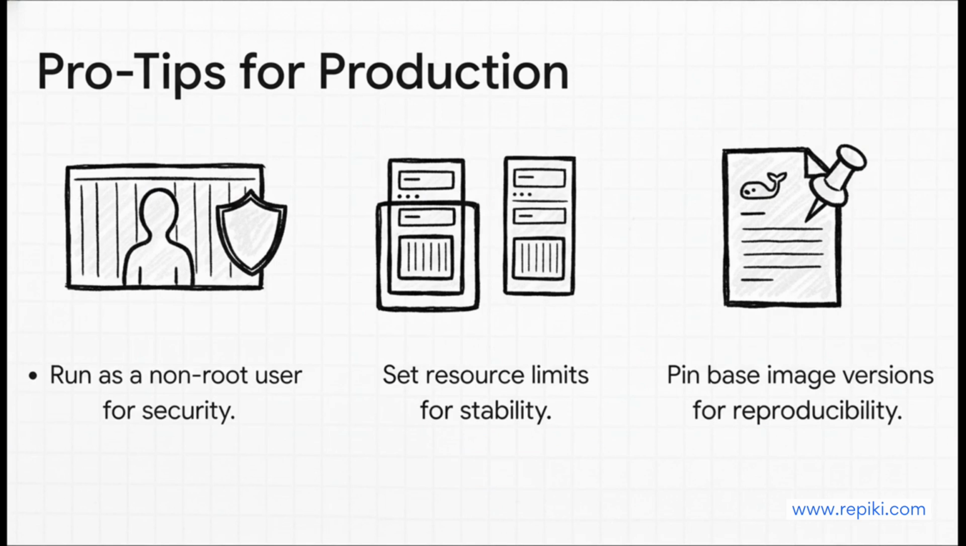And finally, let's wrap up with three pro tips to make your application truly production ready. First, for security, always run your containers as a non-root user. Second, for stability, always set resource limits so one container can't crash the entire host. And third, for reproducibility, always pin your base image versions in your Dockerfile to make sure your builds are consistent today and a year from now.